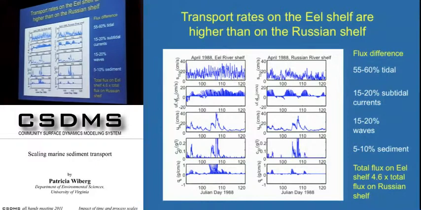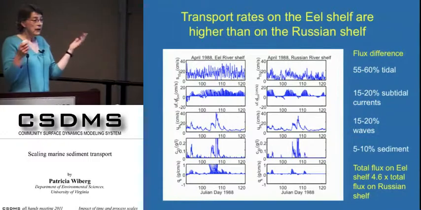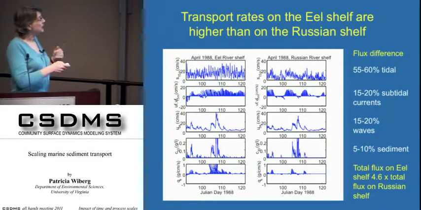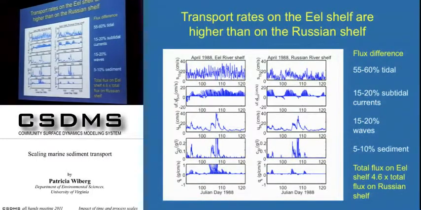So basically, 70 to 80% due to effects of currents and a smaller contribution due to effects of waves. Maybe not surprising. I mean, these aren't that far apart. In the wave environment, you can see there's a lot of correlation in the waves at the two sites. It's just that the waves are a little smaller at the Russian River site.